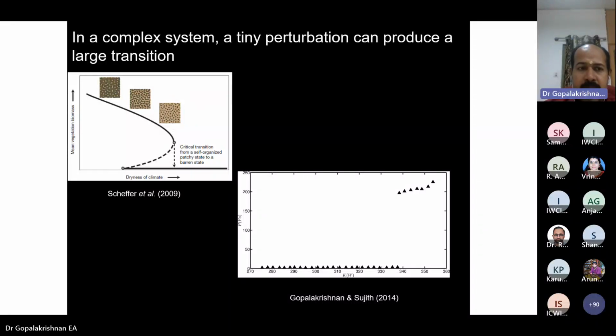When the dryness is very low, the vegetation is there. Dryness increases, but still the vegetation is there. You don't see any problem. It all goes well. Finally, you reach a point where any more increase in dryness tips the system. It transits from a fertile ecosystem to a barren ecosystem. Suddenly it's all gone. This is a critical transition, and you can study it by modeling your system as a complex system.